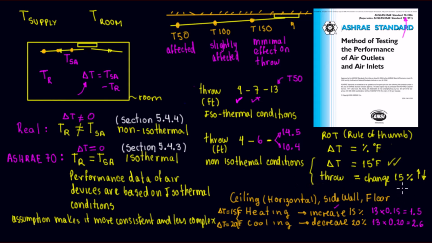Ceiling diffuser vertical down is opposite. What do I mean by opposite? It means instead of increase, decrease, instead of decrease, increase. So that's the only one, this is the rebel. Ceiling vertical, for example, vertical down. That's the only one that is going to be the opposite. The rest are going to be the same.